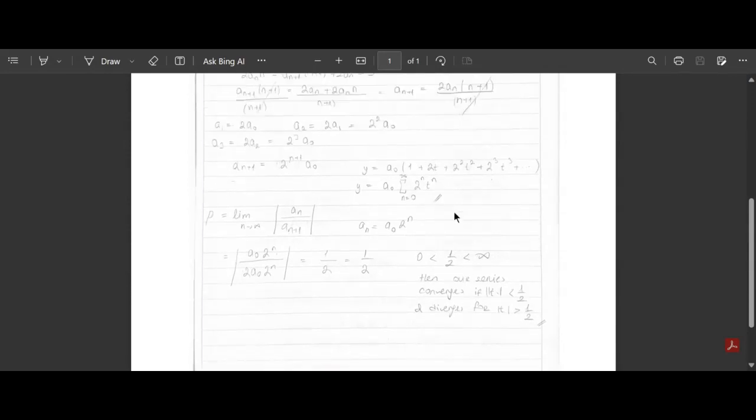And then since 1/2 is greater than 0 and less than infinity, we can say that this series converges if the absolute value of t is less than 1/2 and diverges for the absolute value of t being greater than 1/2. Okay, nice. Thank you.